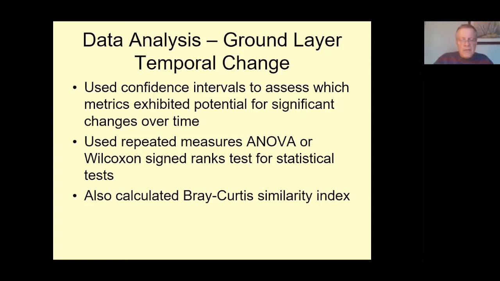To examine the extent to which the presence and abundance of ground layer species shifted over time, I also calculated the Bray-Curtis Similarity Index, a similarity index which incorporates both species presence and relative abundance across the 50 ground layer plots between 1996 and 2019.